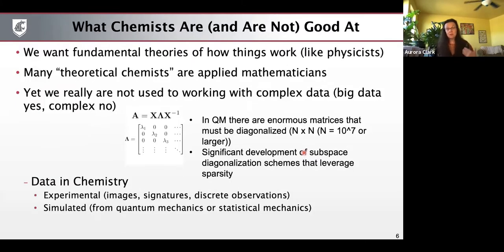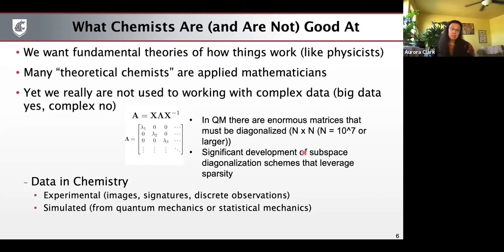So when we think about what chemists want, we want fundamental theories of how things work. In this respect, we're very much like physicists, right? And in fact, many theoretical chemists, I would argue, are applied mathematicians. One of the things that chemists and theoretical chemists are really good at is big data. And not necessarily complex data, but big data, yes.